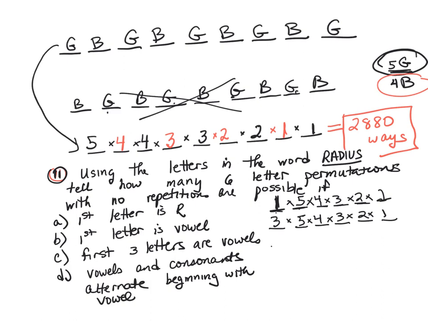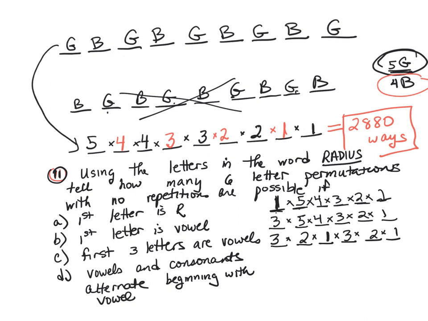If the first 3 letters have to be vowels, there are 3 vowels, so there are 3 ways to pick the first one, 2 ways for the second, 1 way for the third. We used up 3 letters. We've got 3 letters left over, so we have 3 times 2 times 1. So that's 3 factorial times 3 factorial.